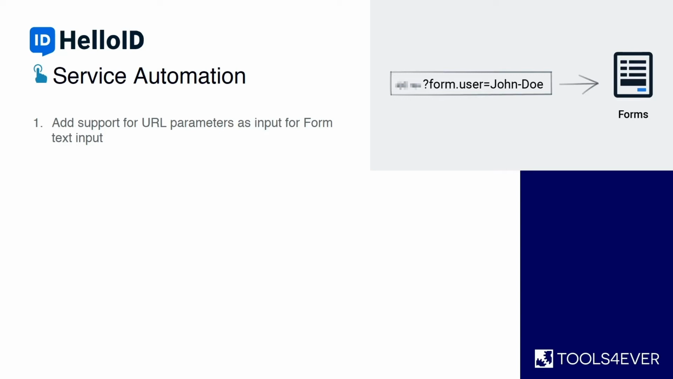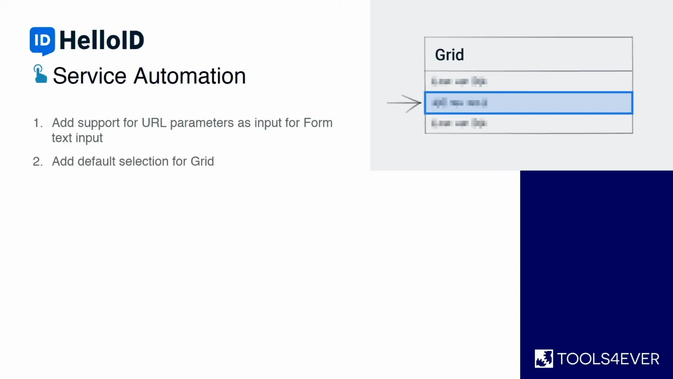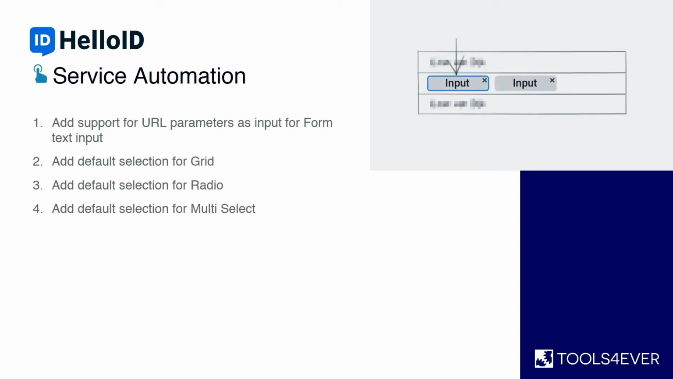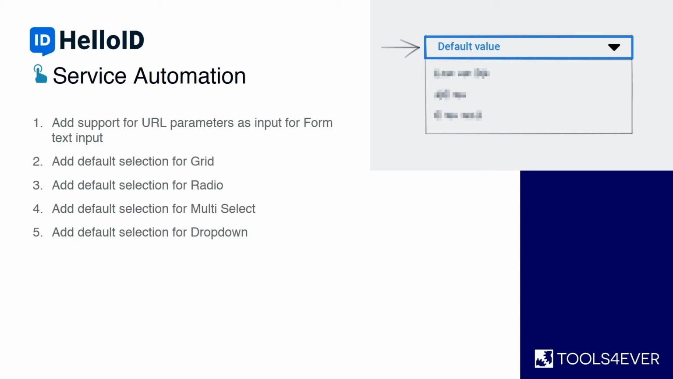We've also updated a couple of components with the option to pre-select. We have done this for a grid, for the radio button, for the multi-select, and for the dropdown. If you have multiple items, for example, in the grid, you can pre-select one row and help the end user.